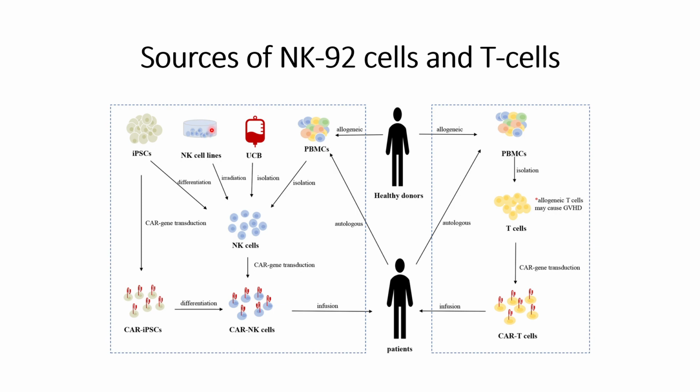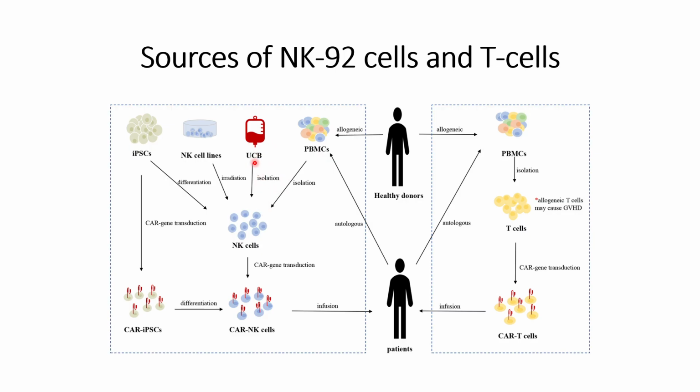For NK cells, there are several approaches available. NK cell lines can directly be used for clinical trials, but after irradiation, so that no undesired mutations will occur in the NK cell lines. The CAR gene can then be transduced, and these CAR NK cells can be infused into the patients. Apart from the direct cell lines, NK cells can also be produced from induced pluripotent stem cells through differentiation, and umbilical cord blood can also be used.